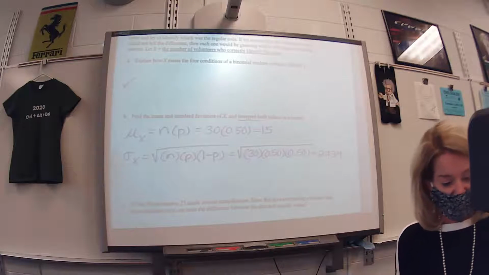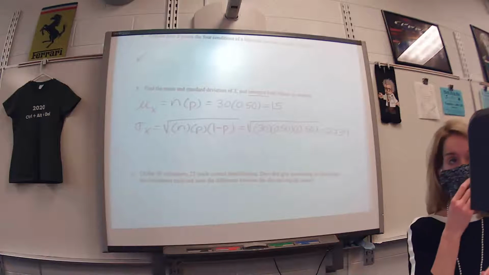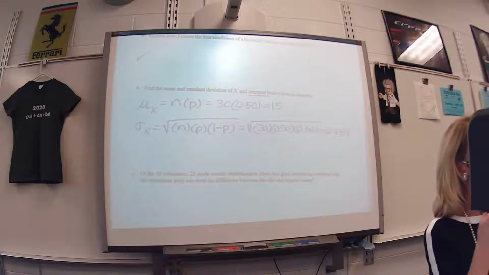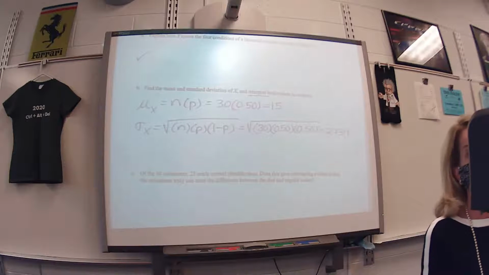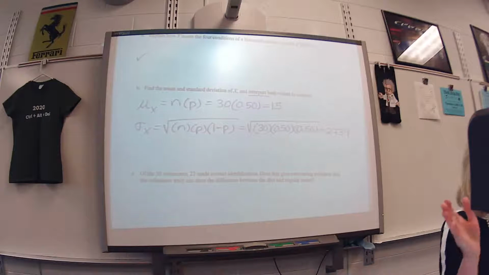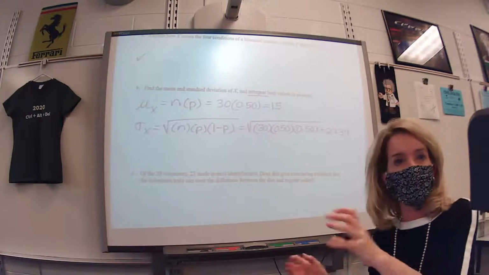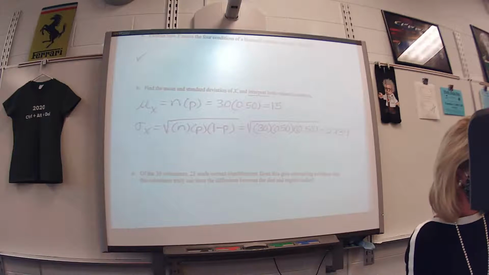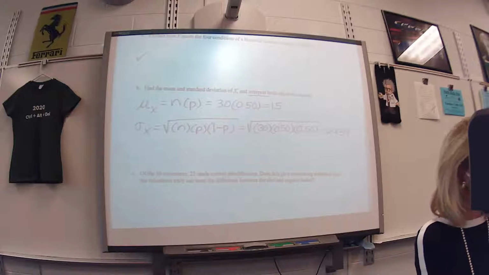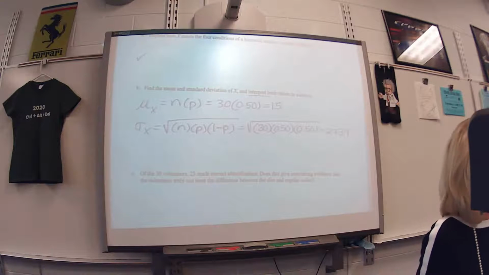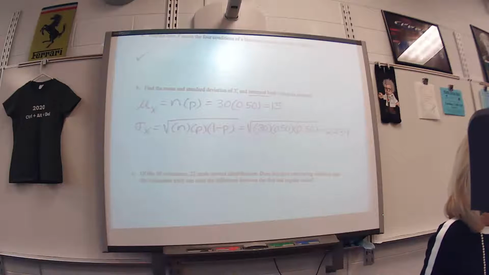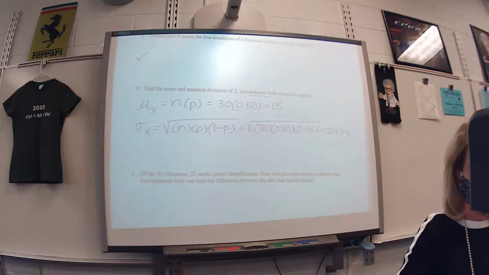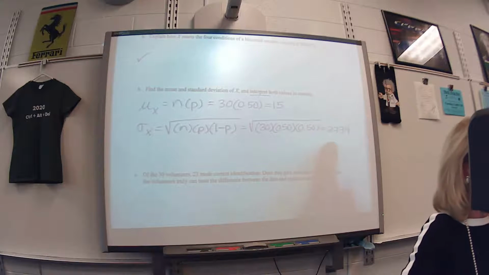Now, standard deviation gets interpreted the same way it always has. Standard deviation is the average distance from the mean. So after many groups of 30 people have gone through and done this experiment, the number of people who correctly identify the soda will vary from the mean of 15 by about 2.739.